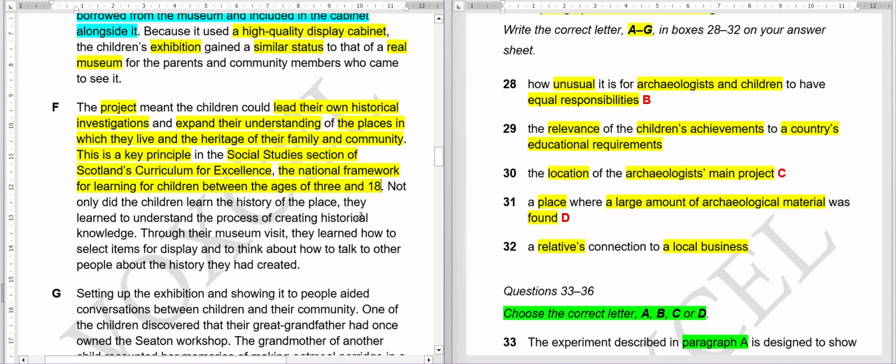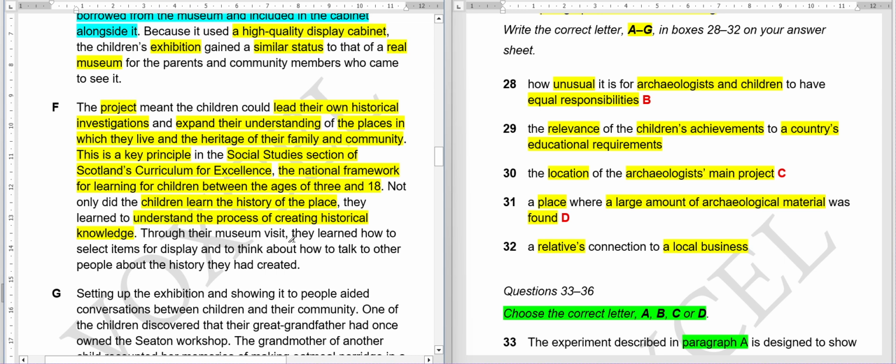Not only did children learn the history of the place, they learned to understand the process of creating historical knowledge. So it reaped two benefits. Not only did they learn the history, but they understood the process of creating historical knowledge.